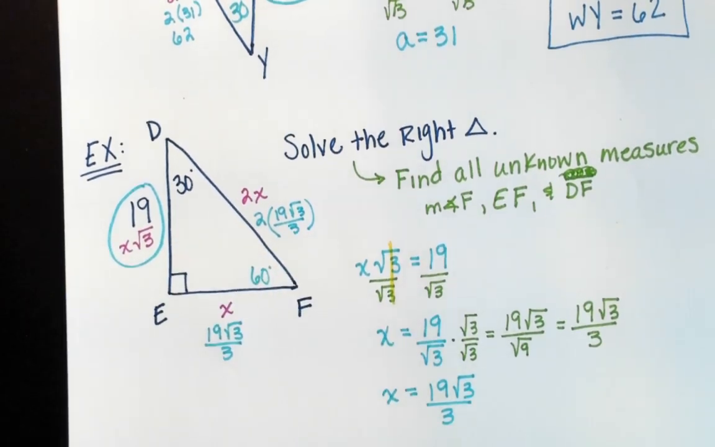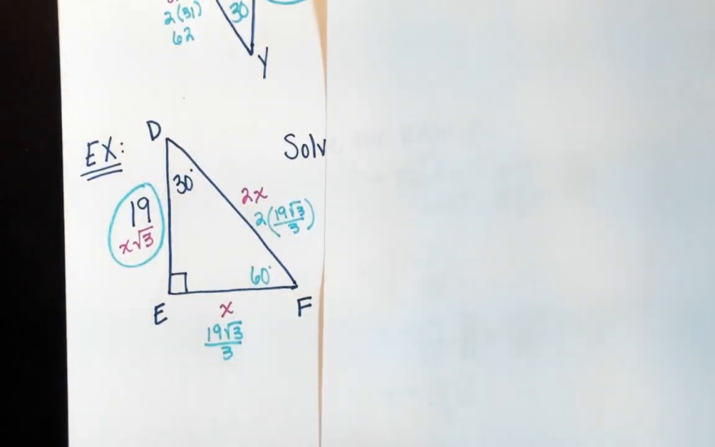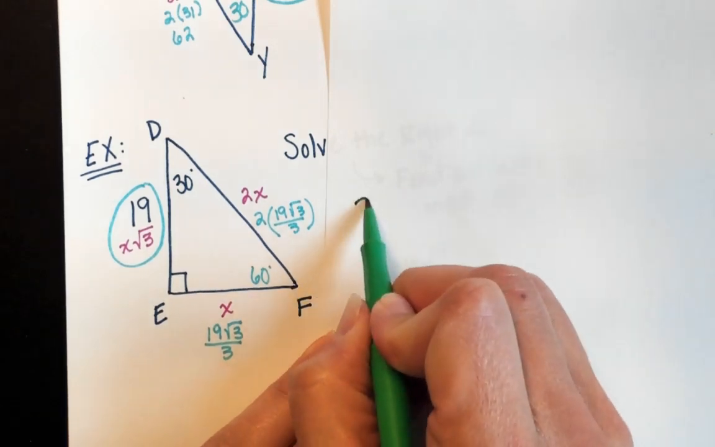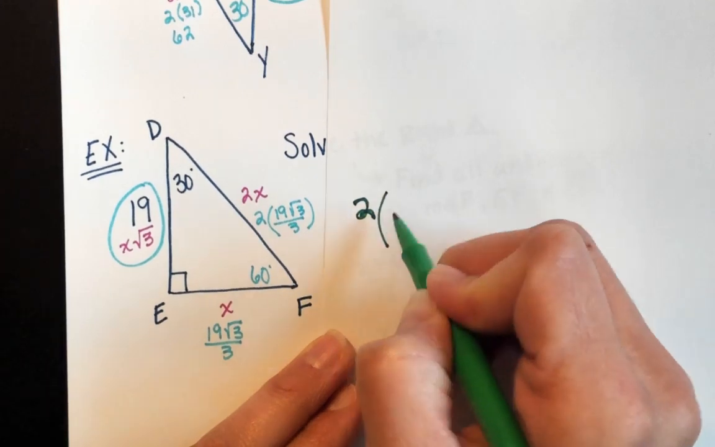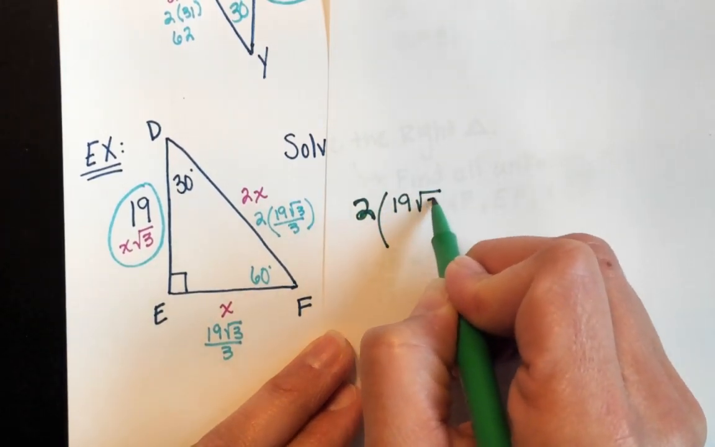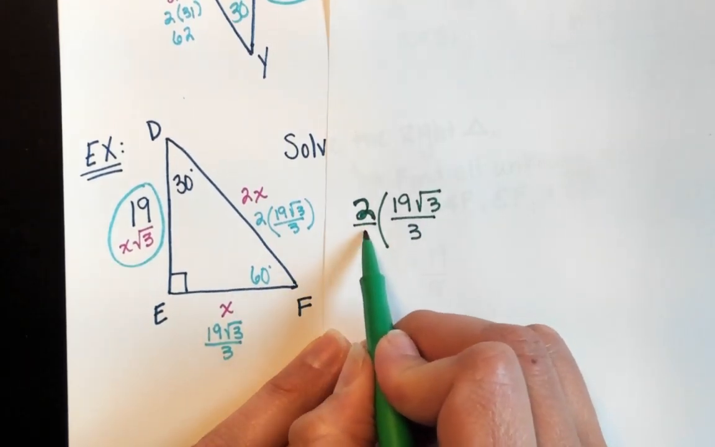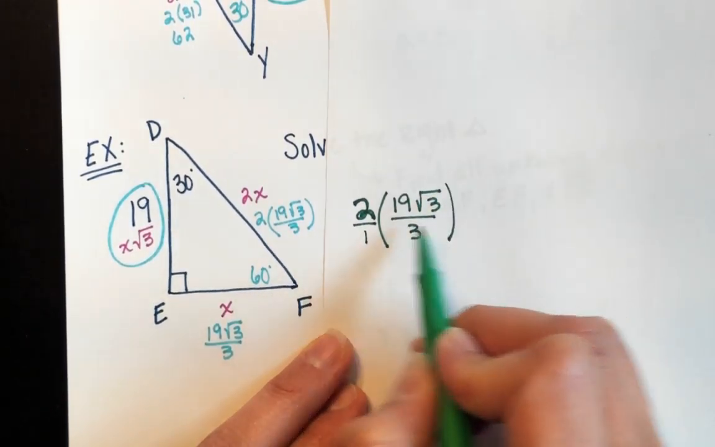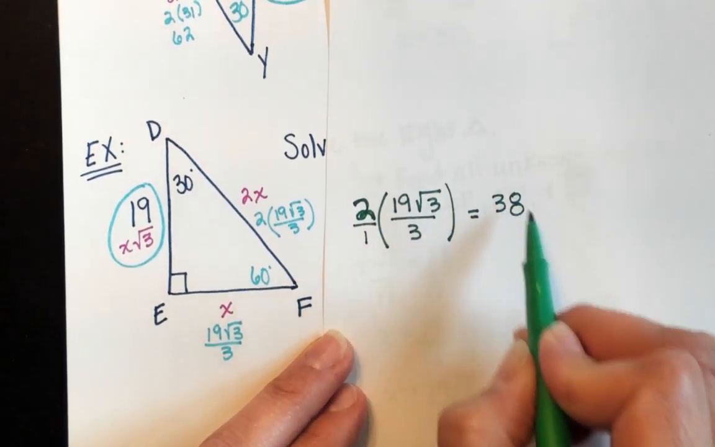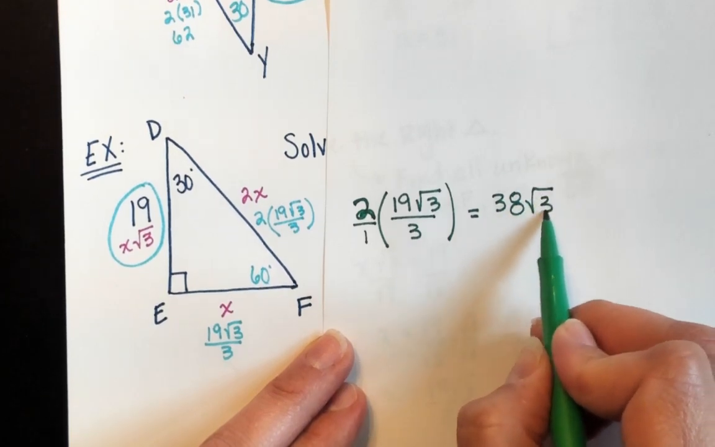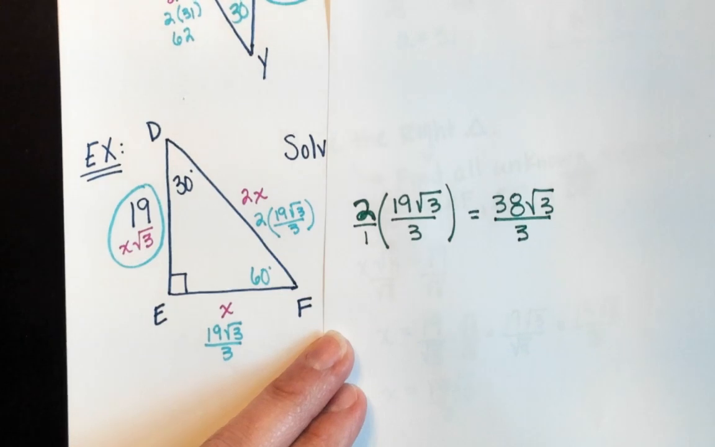Now, if you need scrap paper to do this, use scrap paper. I'm going to bring my scrap paper over, and you have 2 times 19 radical 3 over 3. It's like a fraction. So everything on top multiplies across, and you end up with 38 radical 3. And in the denominator, 1 times 3 is 3.